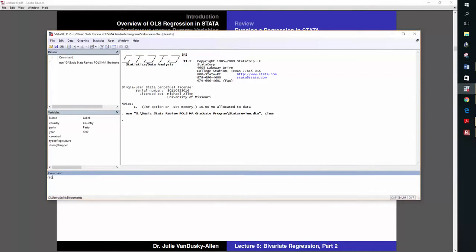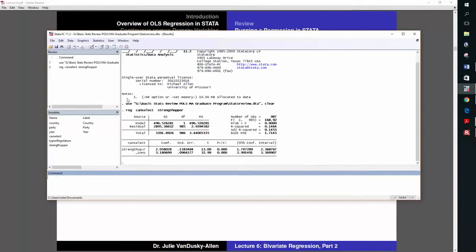So I type reg, candidate select, strength of upper chamber into the command box here and press enter. The output should appear in this window. After you run your regression, this is what the results should look like. The first step in interpreting the results is writing your regression equation. I will show you how to do this based on this output.